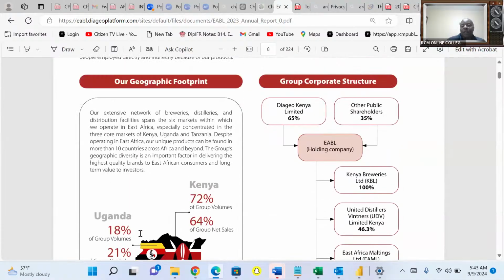So the group structure, who owns EABL? EABL, of course, we have Diageo, which is a British company, being the controlling entity. All right. So it owns 65%. And then now we have other public shareholders, like some of us who have bought their shares there. All right. And then EABL itself is a holding company. It's a holding company. What does it hold?